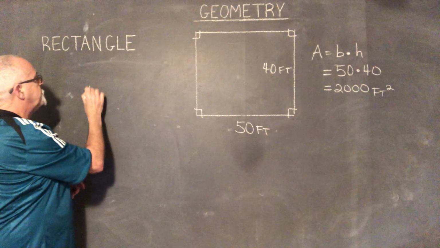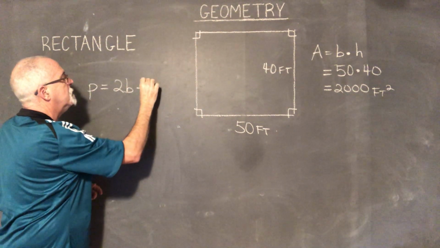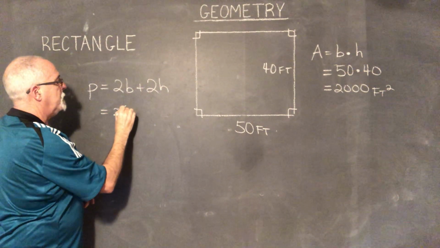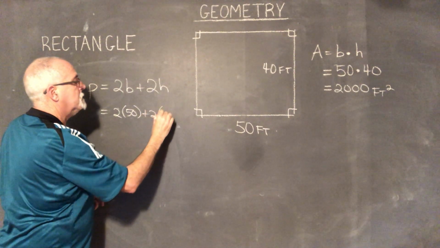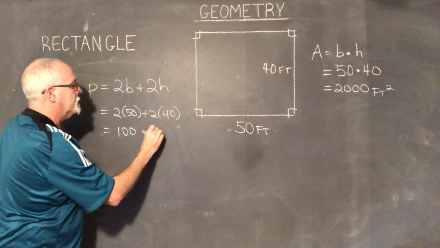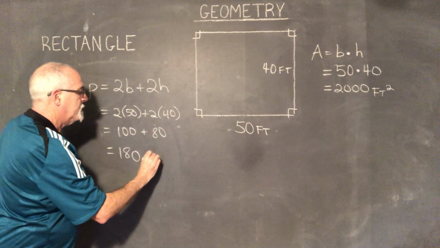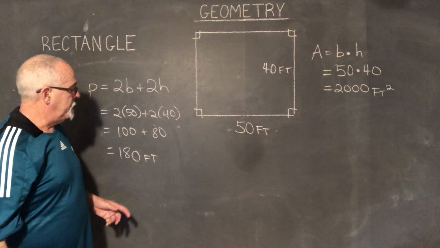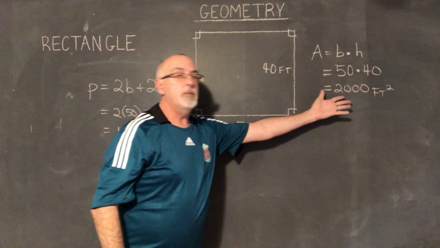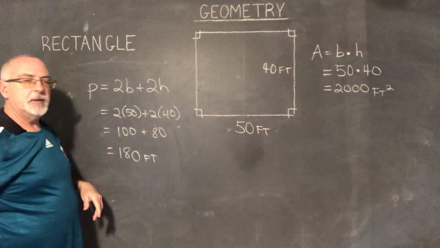So the perimeter, let's use this version of the formula: 2 times the base plus 2 times the height. It's going to be 2 times 50 plus 2 times 40. 2 times 50 is 100, and 2 times 40 is 80. So I have 180 feet of fence that I have to build. Not such a big answer, but of course here we're multiplying and here we're adding. Although yes, there are little multiplications involved.